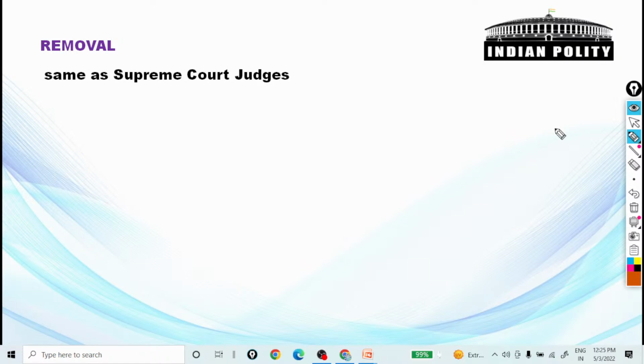They can be removed on the ground of misbehavior and incapacity, and a charge sheet will be prepared. Before that, 14 days advance notice is served on the judge, and the charge sheet is to be supported by 100 members in case of Lok Sabha and 50 members in case of Rajya Sabha. That charge sheet is accepted as a motion. If it is accepted, then it will be introduced in the House, and that will be accepted by the presiding officer. The presiding officer also has the authority to reject the motion, and if he allows the motion, then the House in which the motion is introduced will constitute a 3-member committee.